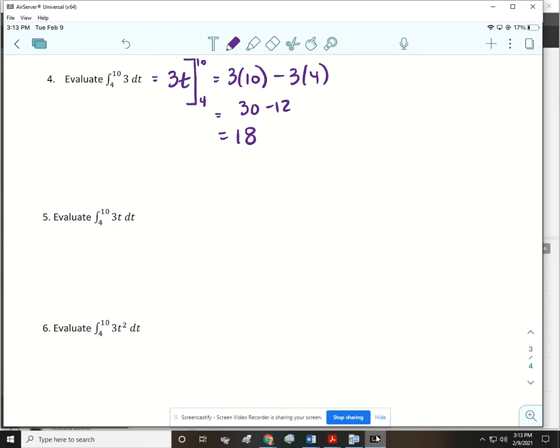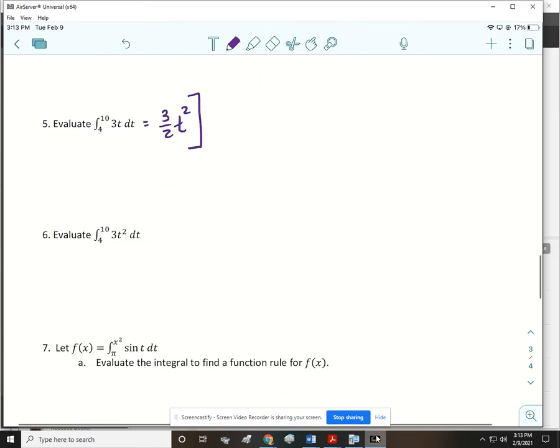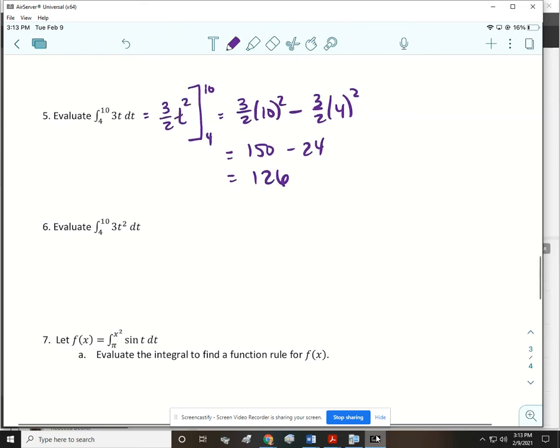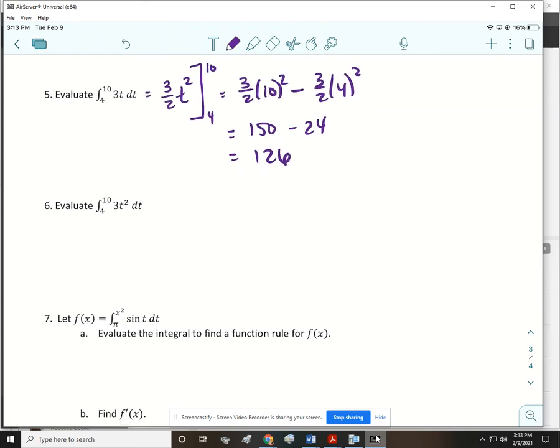Okay, same thing on this one. I'm going to go ahead and find the antiderivative. Right, and then plug in 10 minus, and then plug in 4. Okay. So that ends up being 150 minus 24, or 126. Okay. A couple more.